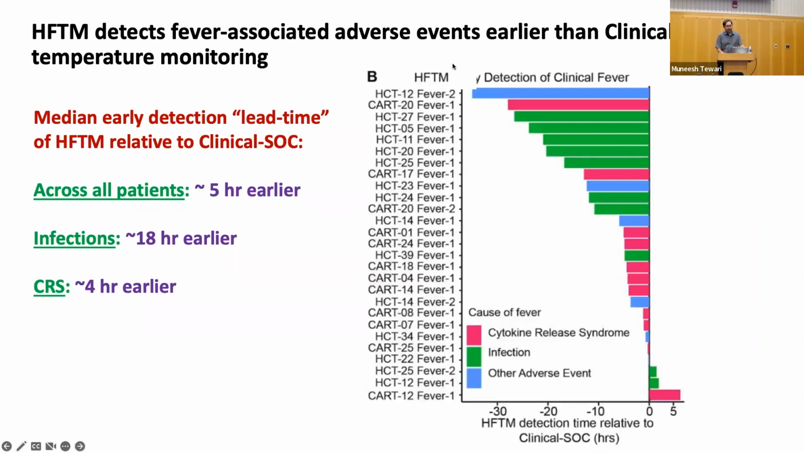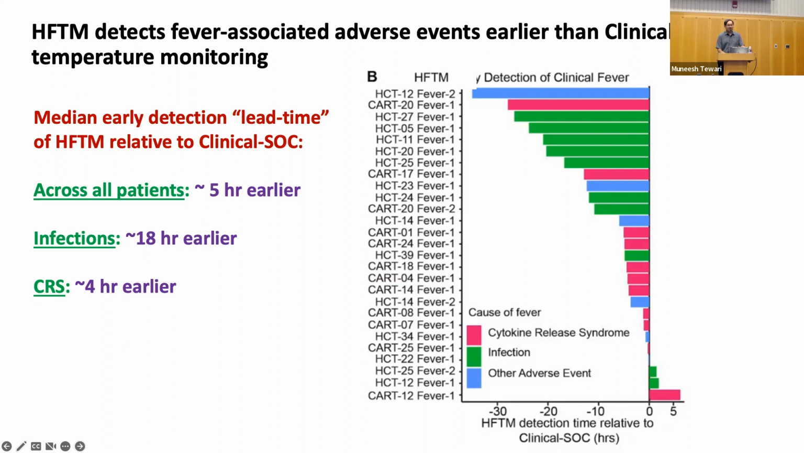If you go top to bottom in panel B here, each one of these is a different fever event. HCT means it was a stem cell transplant patient, number 12 here, CAR T patient, number 20. And time zero here is when it was detected by the clinical standard of care, nursing vitals. If it's to the left of this, the graph says how much sooner it was detected by the continuous monitoring. And if it's to the right, it was detected later by the continuous monitoring. And then the number of hours is shown here.